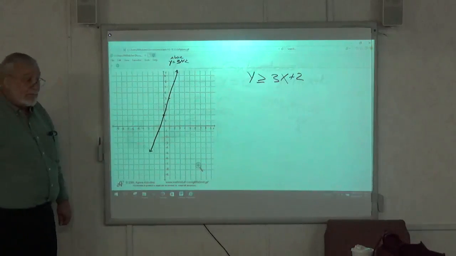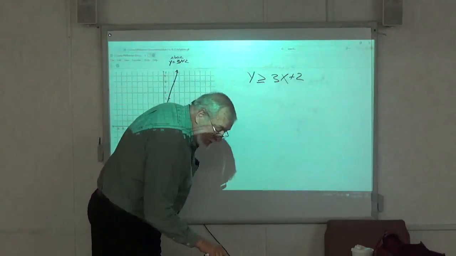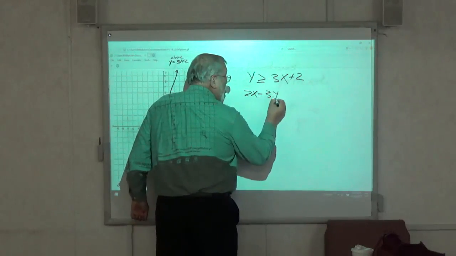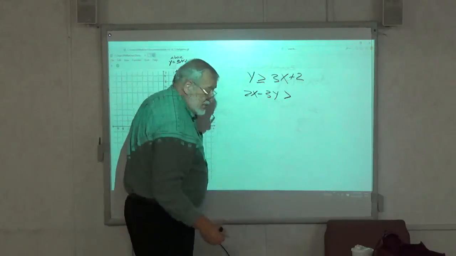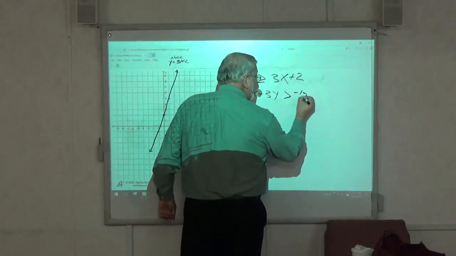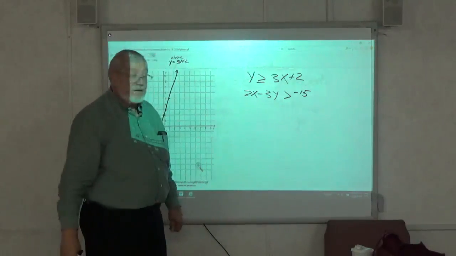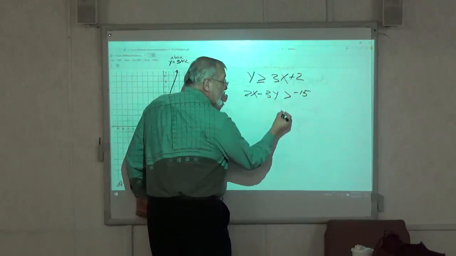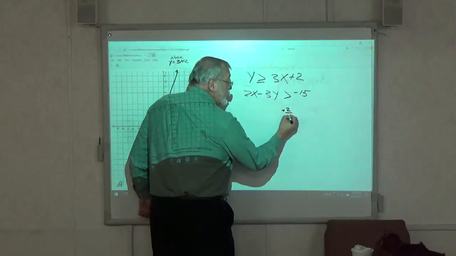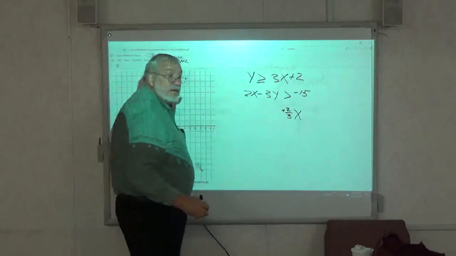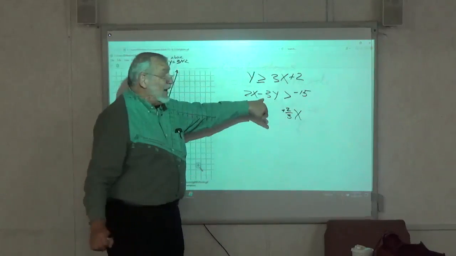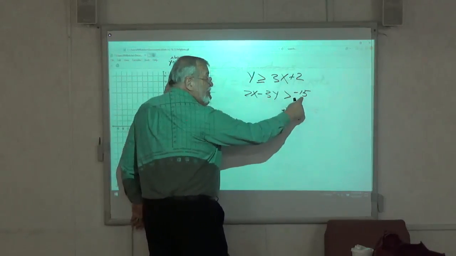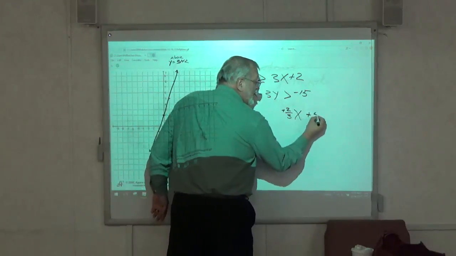All right, so I'm going to do that. Okay, what's the next line say? 2x minus 3y is greater than negative 15. Now, that's not in the form I want. So I'm going to subtract 2x and divide by negative 3. If I subtract the 2x and divide by negative 3, it'll be positive 2 over 3x. When I take the negative 15 and divide it by negative 3, I'm going to have plus 5.